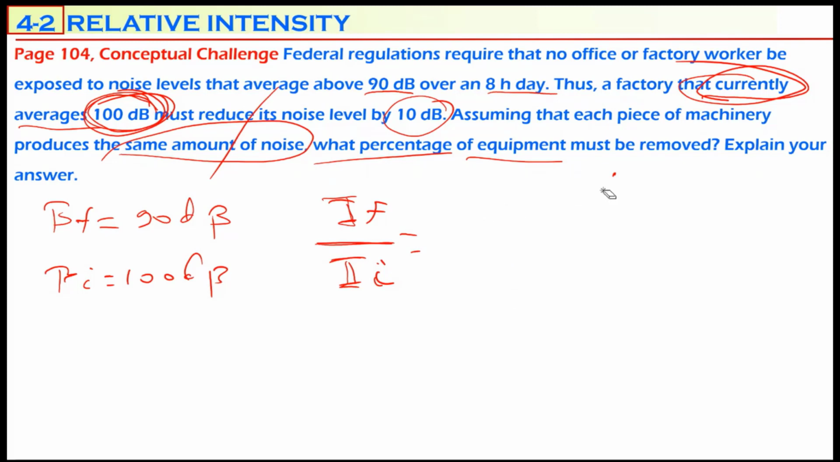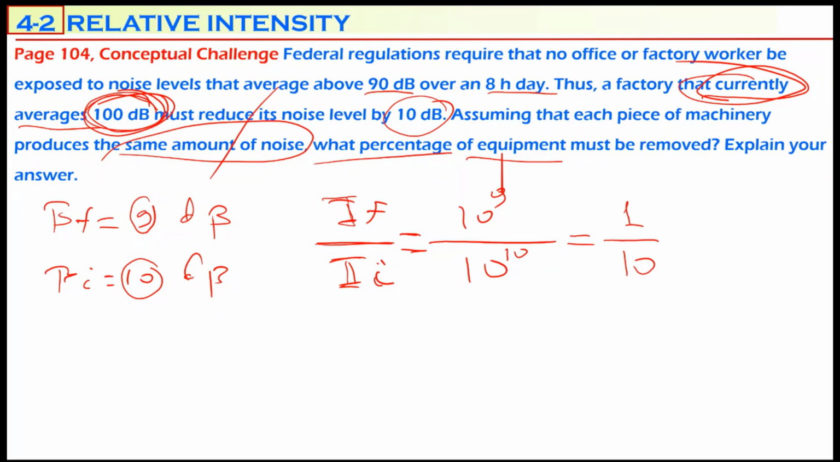So we can use the hack. The hack is very easy. For I final over I initial, you write 10 and 10. This is 9, forget about the 0, just remove one zero. So it is 9, and this is 10. 10 to the power of 9 divided by 10 to the power of 10, which means 1 over 10. So if initially 10 machines are running, finally one must be running.